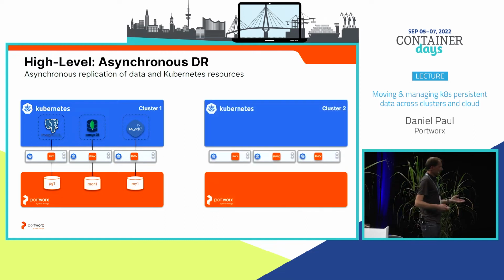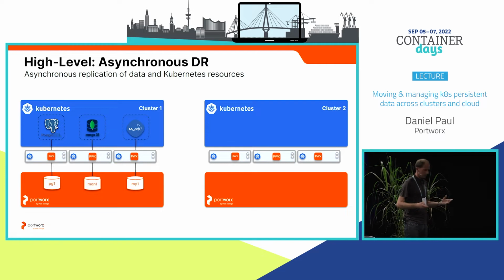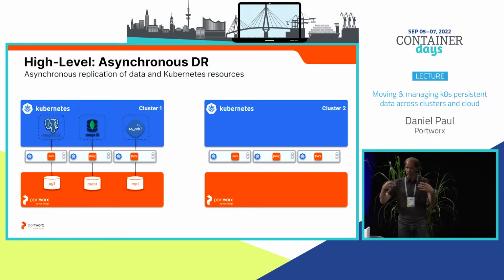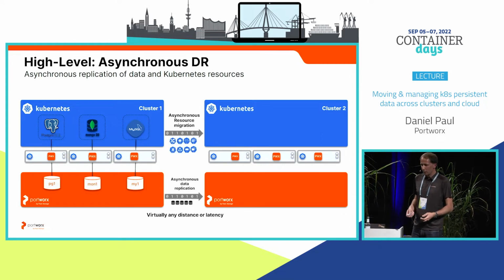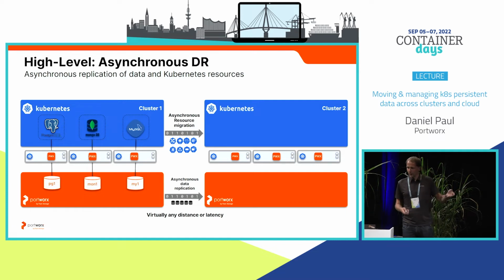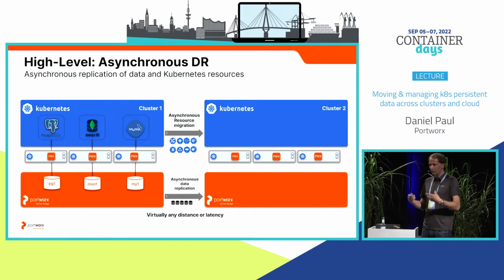And we need a second cluster where we want to replicate to. We establish a pairing between those clusters on the Portworx level and also on the Kubernetes management plane level, which asynchronously replicates the data between the Portworx clusters and also the Kubernetes objects between the Kubernetes clusters. And this is done by a time schedule. So this is the asynchronous disaster recovery we do.